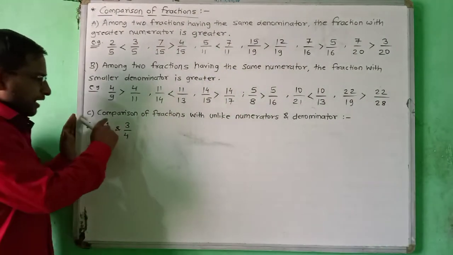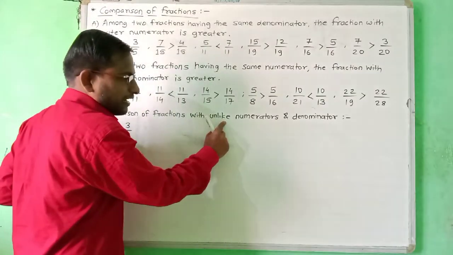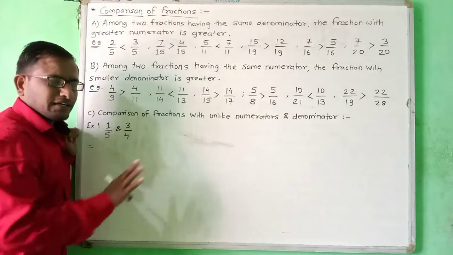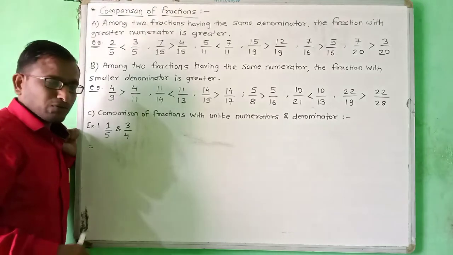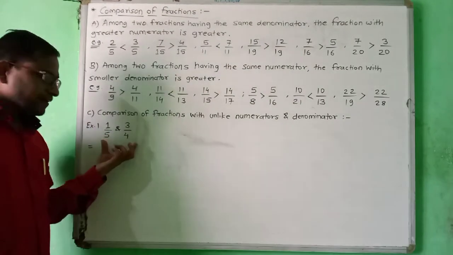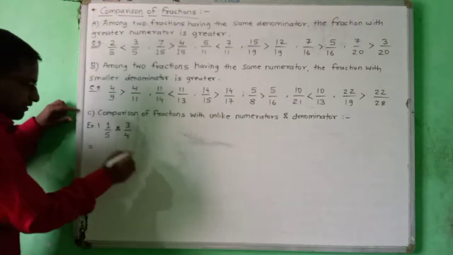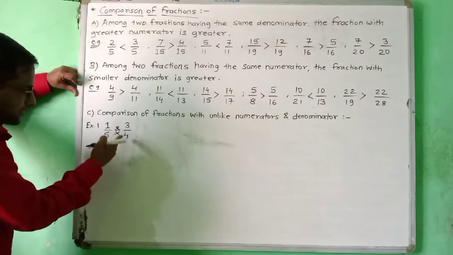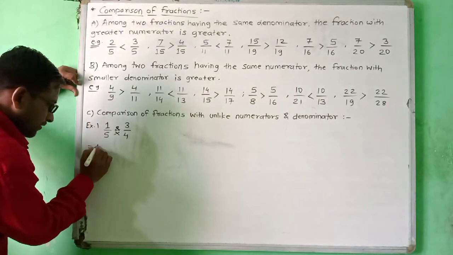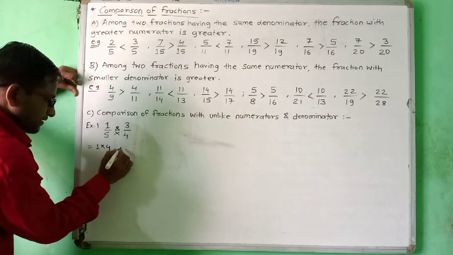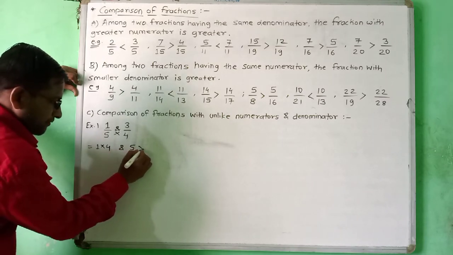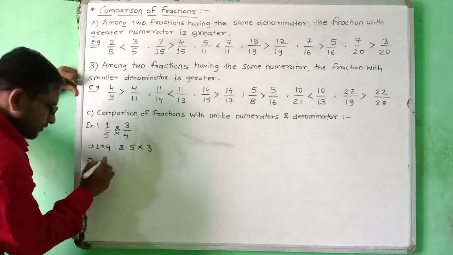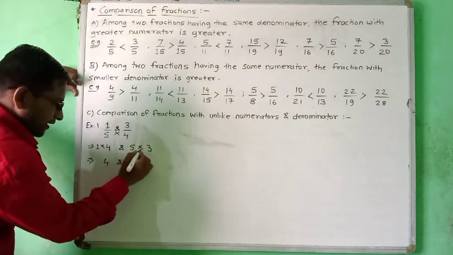In the third case, comparison of fractions with unlike numerators and denominators. In this case the numerators and denominators are different. So how do we compare these numbers? Here you make a cross multiplication. See here, 1 upon 5 and 3 upon 4. You do the cross multiplication: 4 multiplied by 1, or 1 multiplied by 4, and 5 multiplied by 3. So 1 multiplied by 4 is 4, and 5 times 3 is 15.